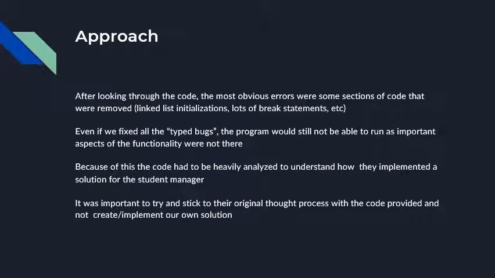For the approach, looking at the code, the obvious errors were that some of the code was removed, like the initialization for the linked list, and a lot of the break statements were removed. After we fixed the type bugs, the program wasn't able to run because the functionality just wasn't there. So we had to heavily analyze the code and understand how it was actually implemented. We didn't want to just rewrite big sections of the code. We wanted to use their implementation as much as we could.